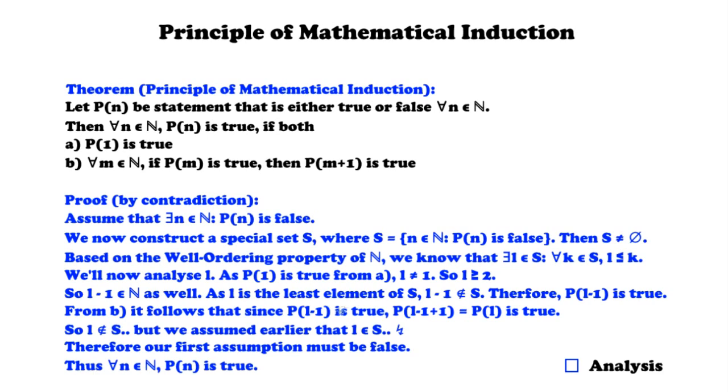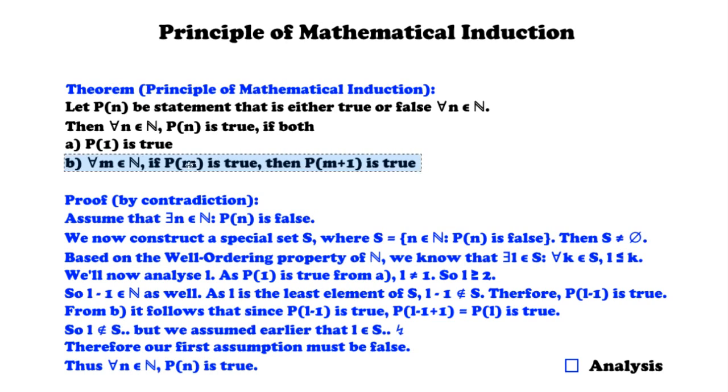And as L is the least element of S, L minus 1, which is of course less than L, is not an element of S, because L already is the least element, and if L minus 1 is less than L, it can't be an element of S, obviously. Therefore, because L minus 1 is not an element of S, P(L minus 1) is true, else it would have been an element of S where Pn would have been false. So P(L minus 1) must be true. Now if we apply condition B from our theorem to L minus 1, we know that as P(L minus 1) is true, and from the implication it must follow that P(L minus 1 plus 1) must be true.